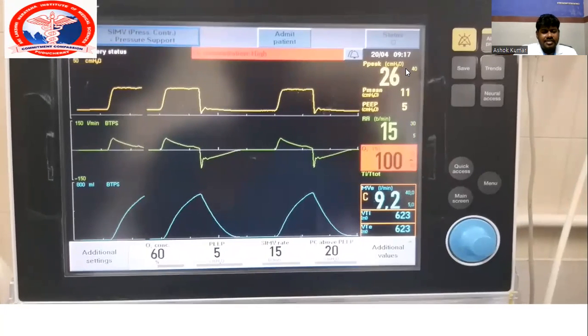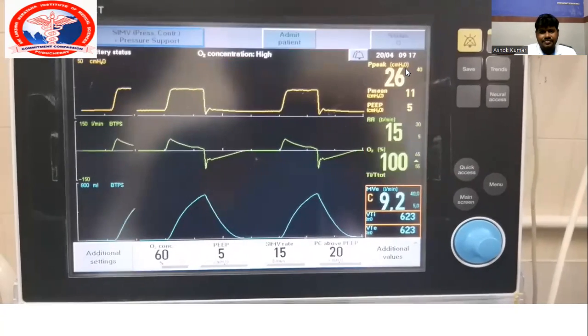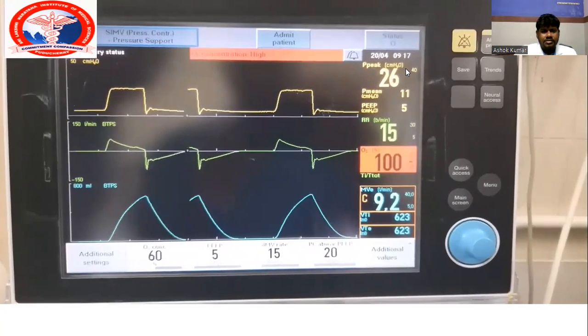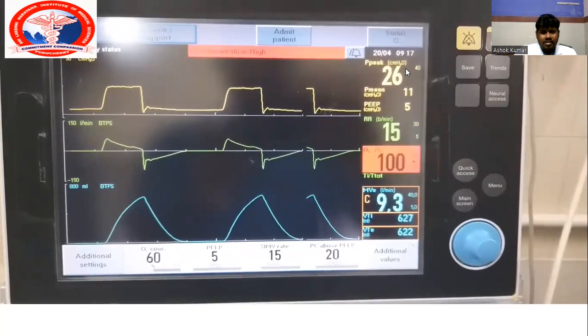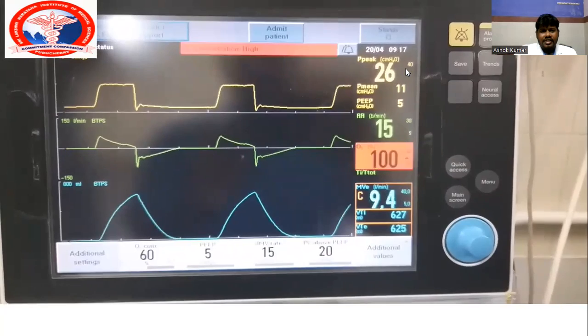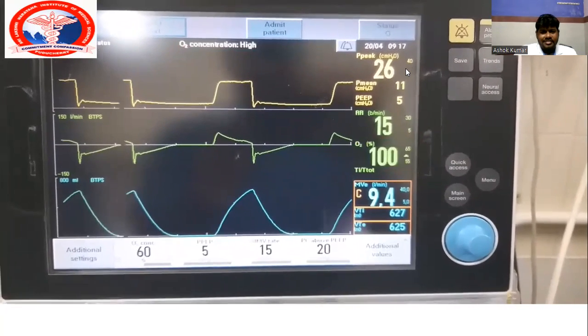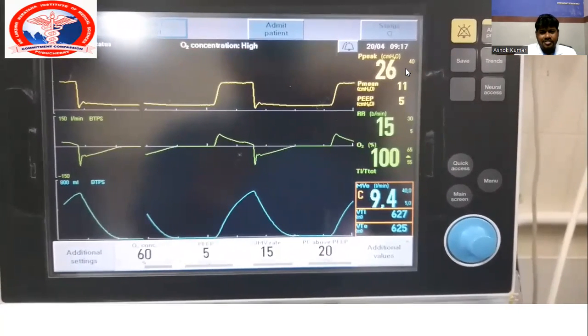In this image, the video shows SIMV pressure control ventilation with an oxygen concentration of 100%, which is toxic to the patient and causes oxygen toxicity. A red color alarm will be indicated. This is the oxygen concentration high alarm, at 100% oxygen, which is toxic to the patient.